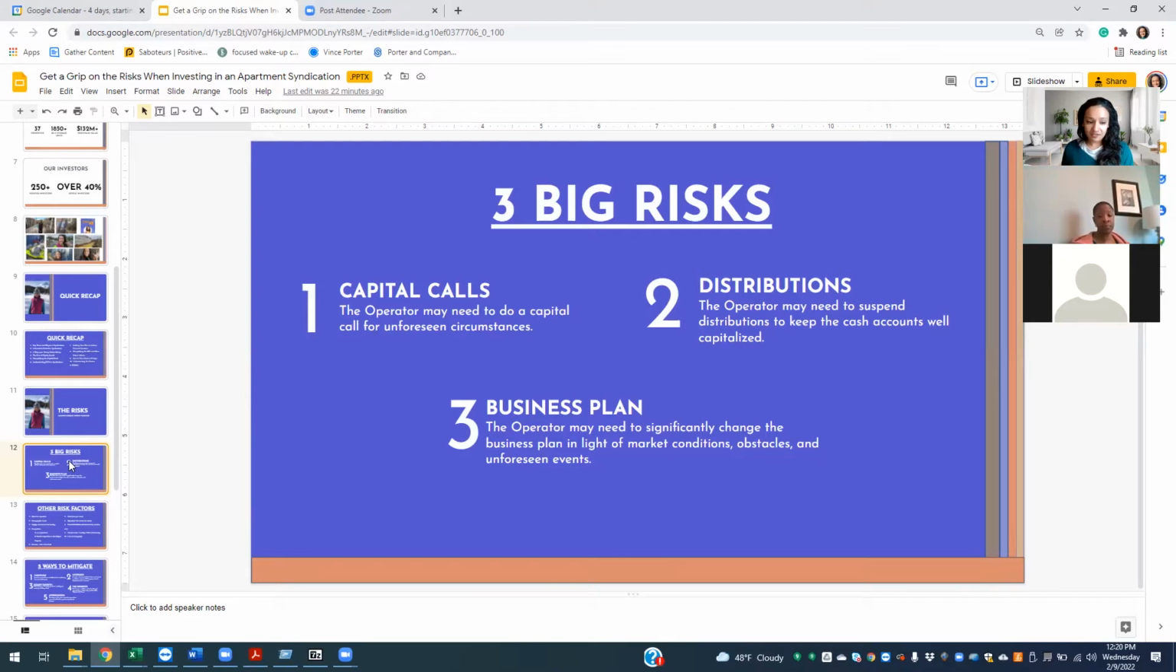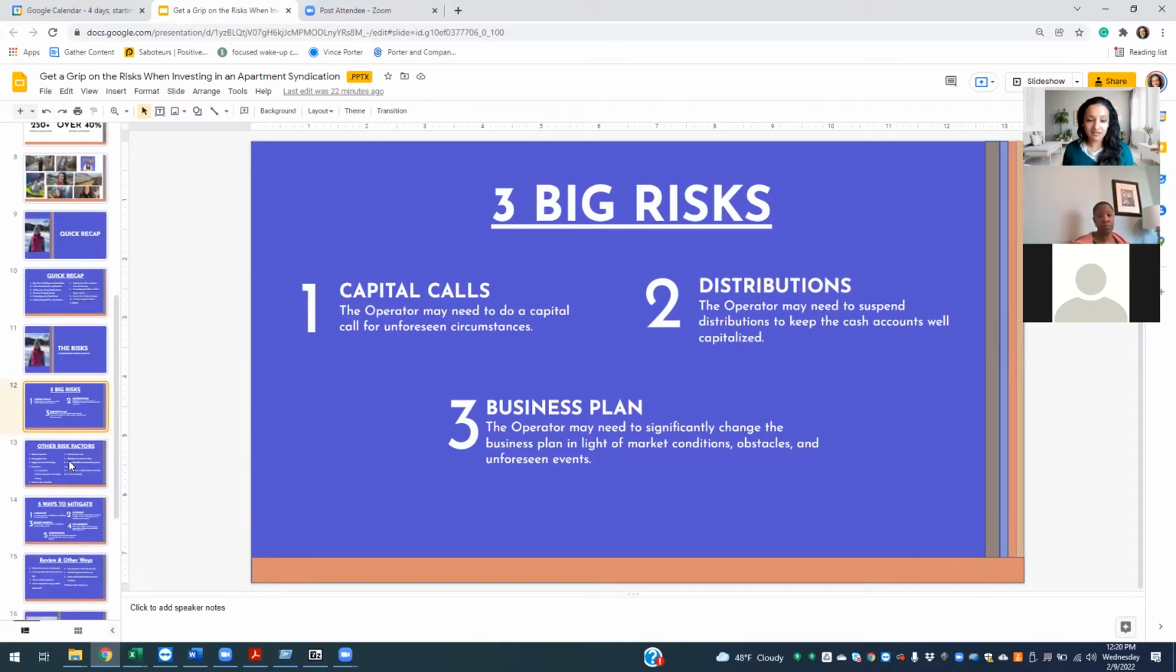Okay, so let's get into it. I would say that capital calls and risk to the distributions are the biggest risks. As private passive investors, you do not have liability. Like if somebody were to slip and fall on the property and sue the property, passive investors are not going to be liable for that. It's the operators that are taking on that liability. Of course, they have insurance and whatnot. But liability is, thankfully, not one of the big risks of syndications, and that's why it's not on here.